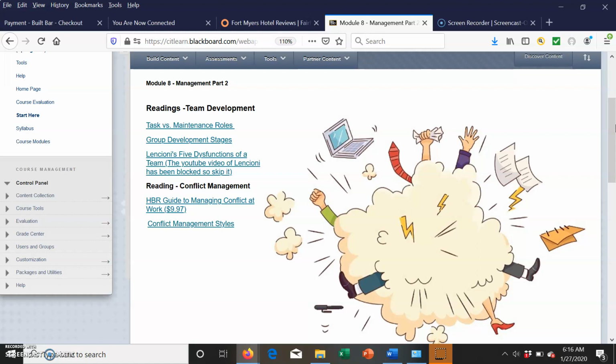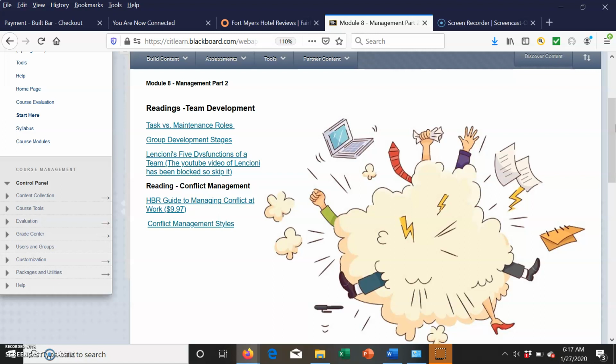The task and maintenance roles will help you analyze and try to make a team more effective, because you need both task and maintenance roles being played. In the group development article, you may have read about this before, groups go through stages of development. Immediately when you put people together and say, now you're a team, they don't all of a sudden know how to work together effectively. They go through some fairly predictable and common stages as they hopefully get to the point where they're high-performing teams.